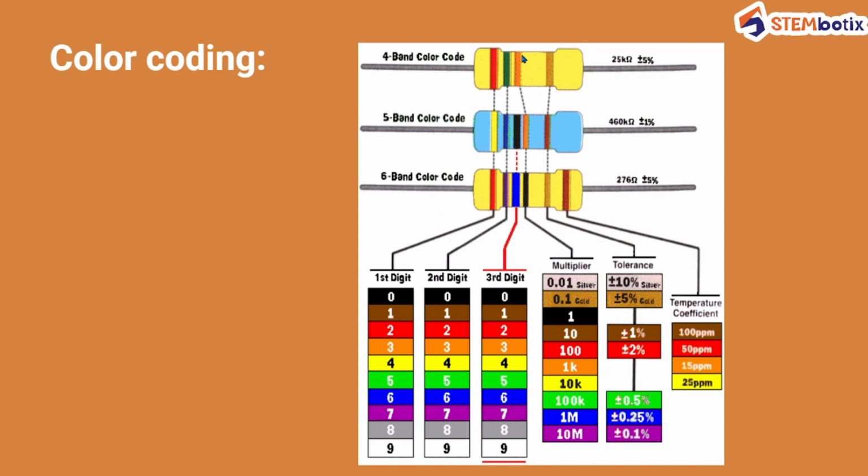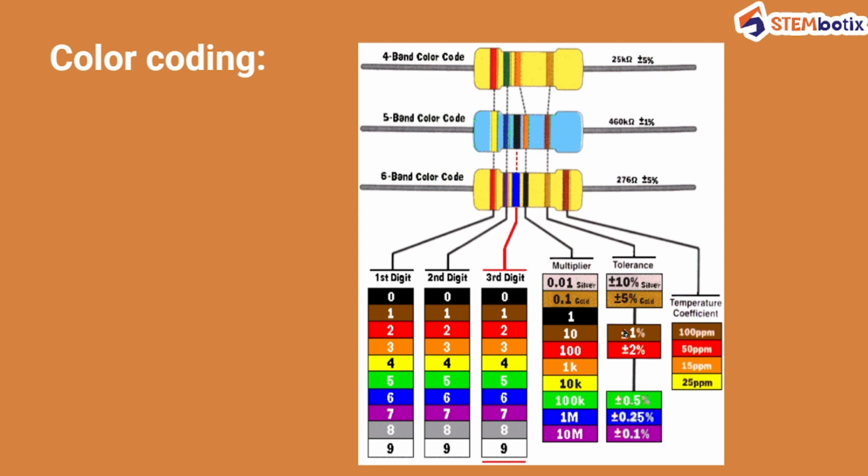Now its third band is of orange color. The third band is generally for the multiplier. So which multiplier would we use? Here we have the orange color band, hence we will use 1k. Means after 2 and 5 we will use 1k. So it will get multiplied: 25 times 1k means 25k in general.